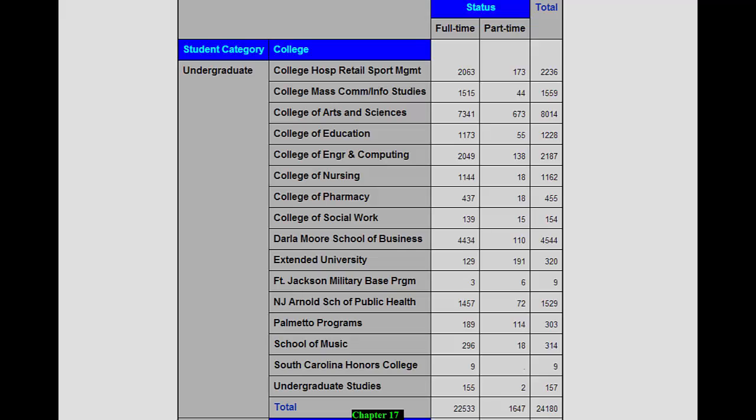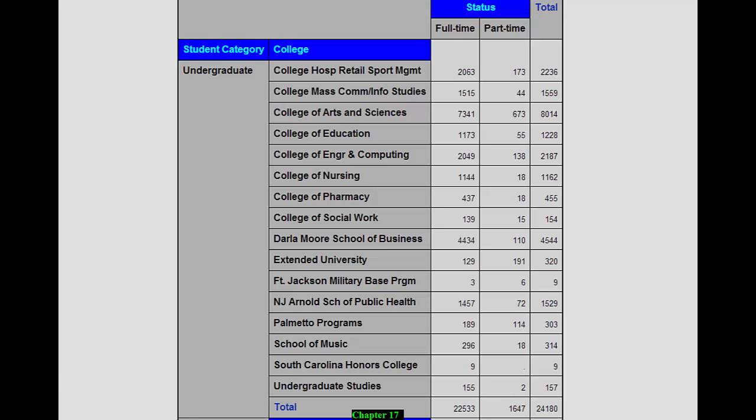Well, we see that the College of Arts and Sciences is this third category, the third college down on the list. There's full-time, part-time, and the total number is 8,014. And then the total number of students enrolled as undergraduates at the Columbia campus, University of South Carolina, is 24,180. At least this is the most recent data that we have available as of this recording. This is the fall of 2014, but the website only has through fall of 2013 updated on it. So we'll use those numbers.